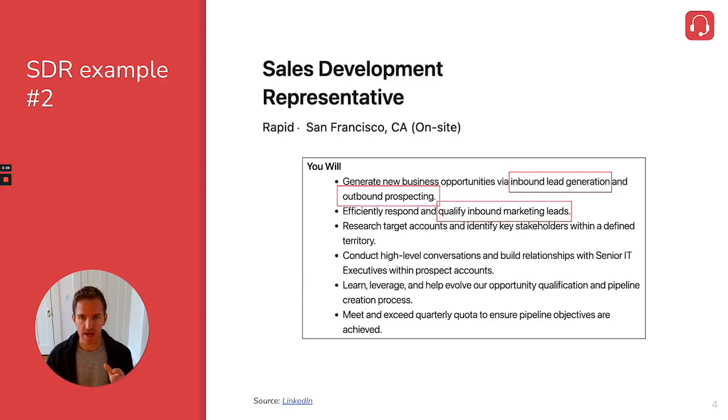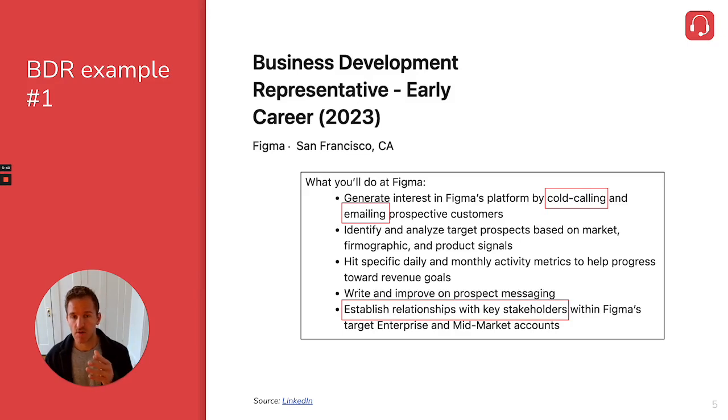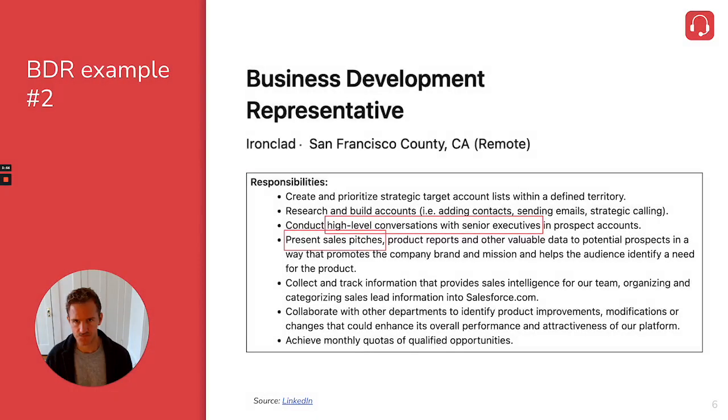Next, this is a sales development representative role posted by Rapid. Again, if we look at the red boxes, the responsibilities of an SDR at Rapid are inbound lead generation and outbound prospecting, as well as qualifying inbound marketing leads. Now we're looking at a BDR role, so business development representative. Figma is hiring for this role. Figma says that a BDR at their company is responsible for cold calling, emailing, and establishing relationships with key stakeholders.